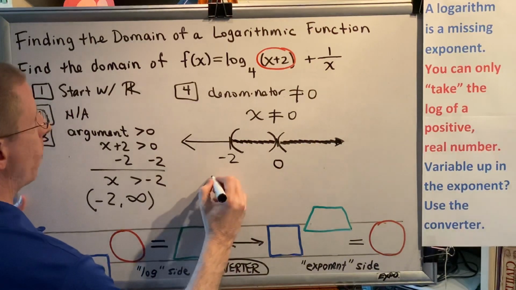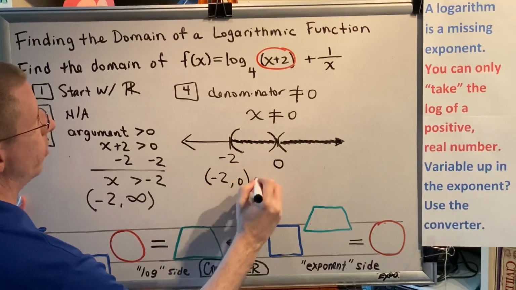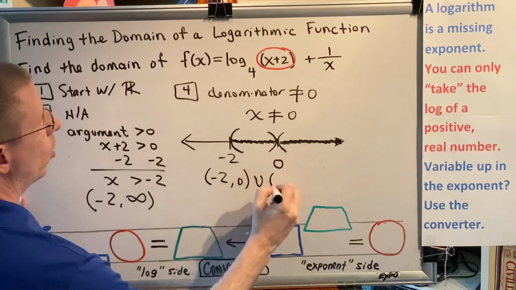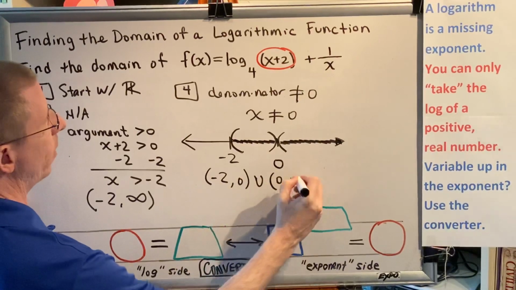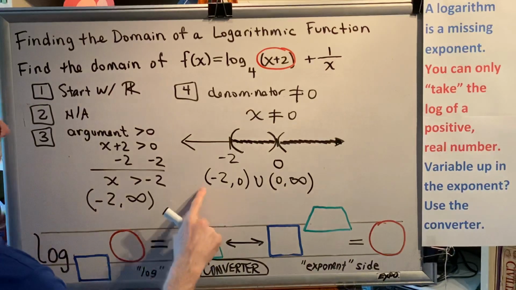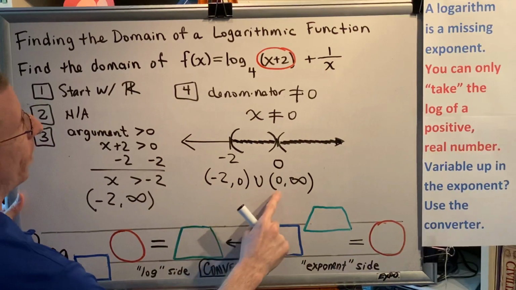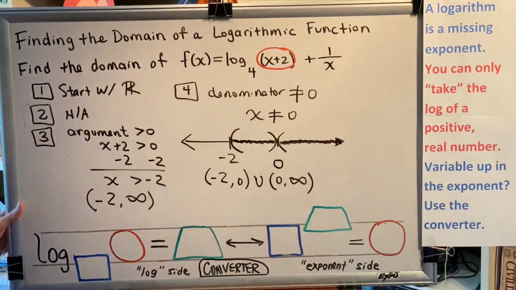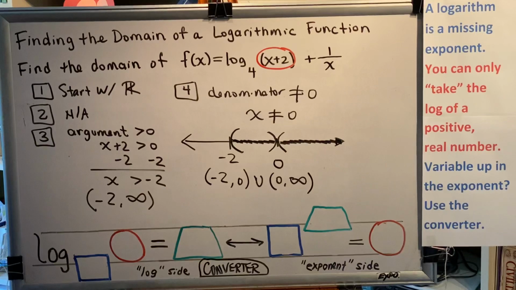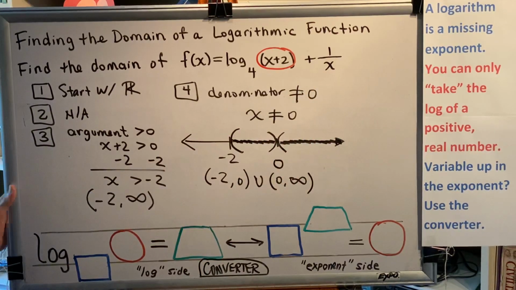So now our domain would consist of the numbers from negative 2 to 0 exclusive, union, with the numbers from 0 to infinity exclusive. Or, said another way, parenthesis negative 2 comma 0 parenthesis, union, parenthesis 0 comma infinity parenthesis. This is the domain of this particular logarithmic function, which has been enhanced by this small term being added at the end.